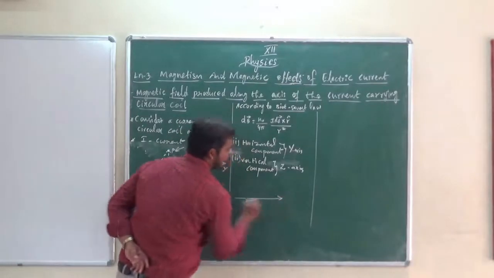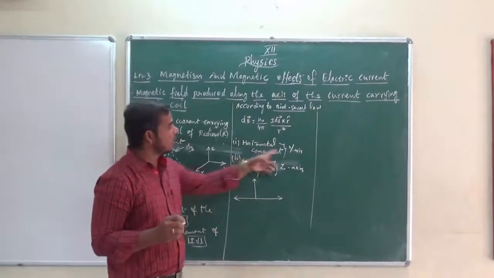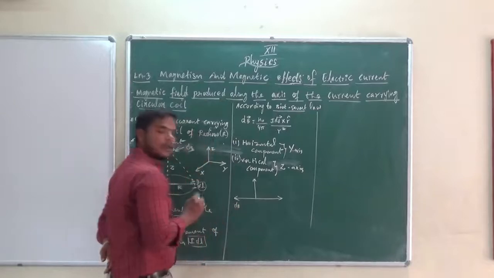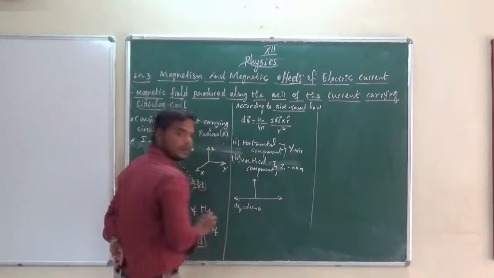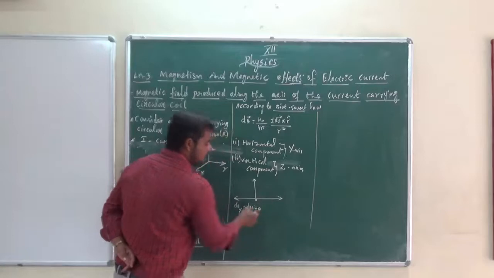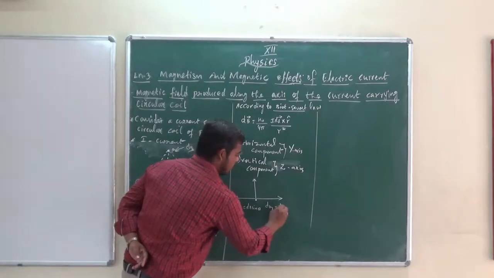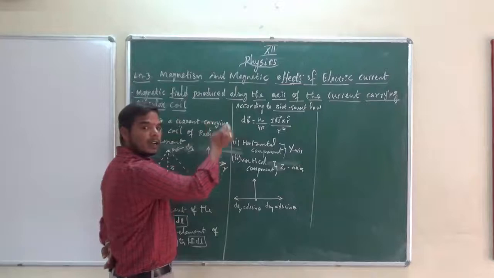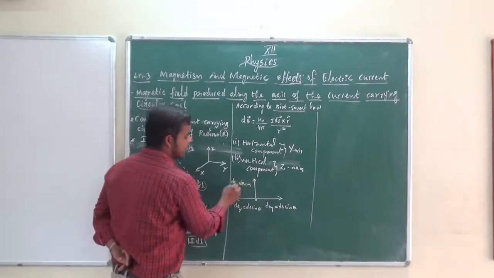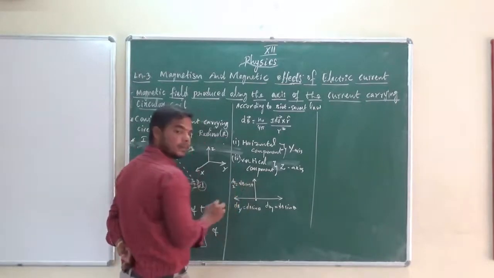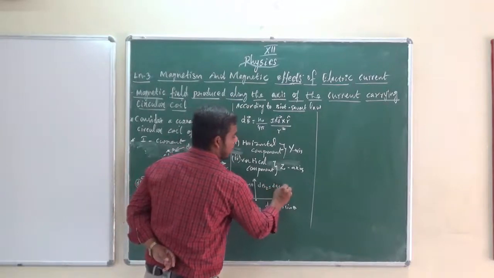I will draw, see the diagram. These are the horizontal components and these are the vertical components. The horizontal component along the y axis equals dB sin theta, in opposite directions. The vertical component along the z axis is dB cos theta. Same here, dB z equals dB cos theta.